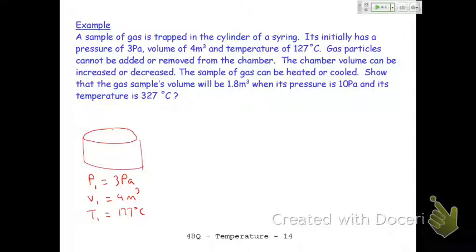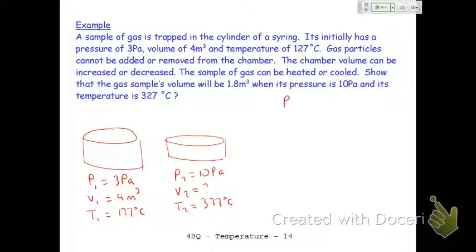And the gas particles cannot be added or removed, so we can't change the number of gas particles. The chamber volume can be increased or decreased. The sample of gas can be heated or cooled. And show that the sample's volume will be that when the pressure is that. So I'm going to imagine. And now I know the new pressure, the pressure 2 is equal to 10 pascal. So I've increased the pressure. I'm asking for the volume. And the temperature is equal to 327 degrees C.